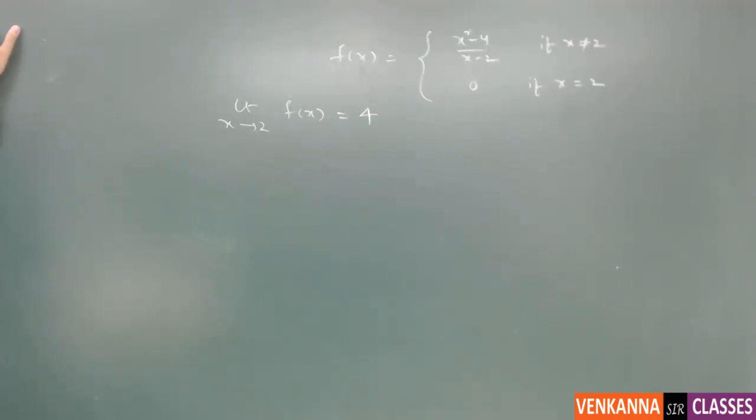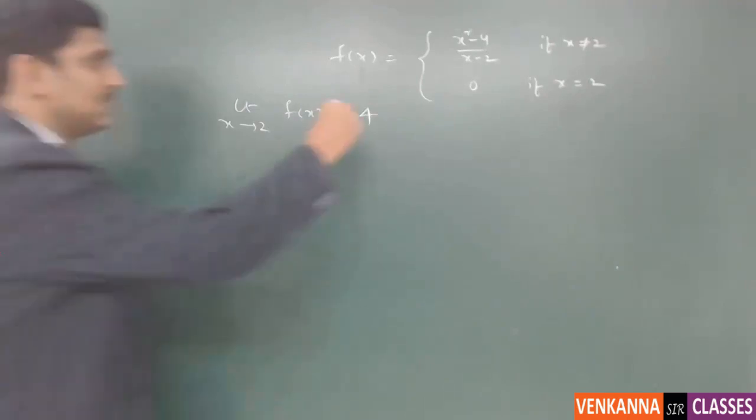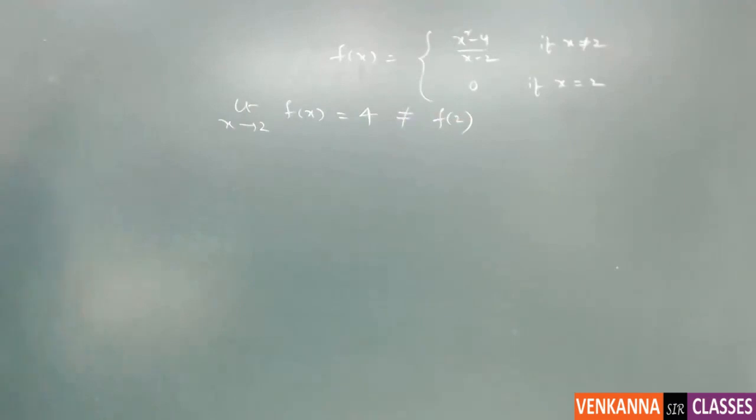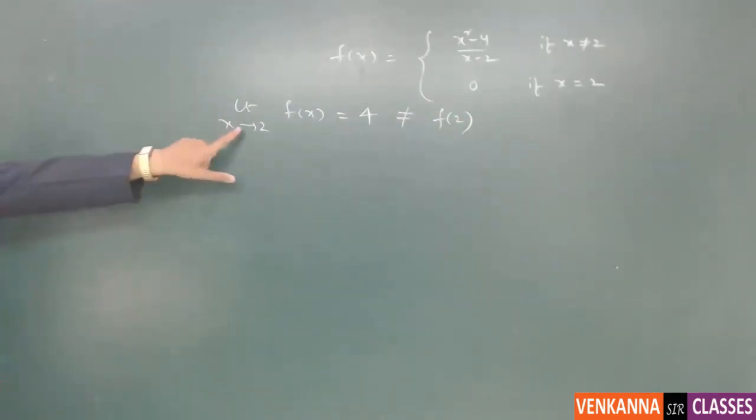And here f of 2 is defined because f of 2 is equal to 0. But this is not equal to the limit value. Do you want to consider the limit part also or is it not required? Please tell. Is it required for you to calculate the limit?